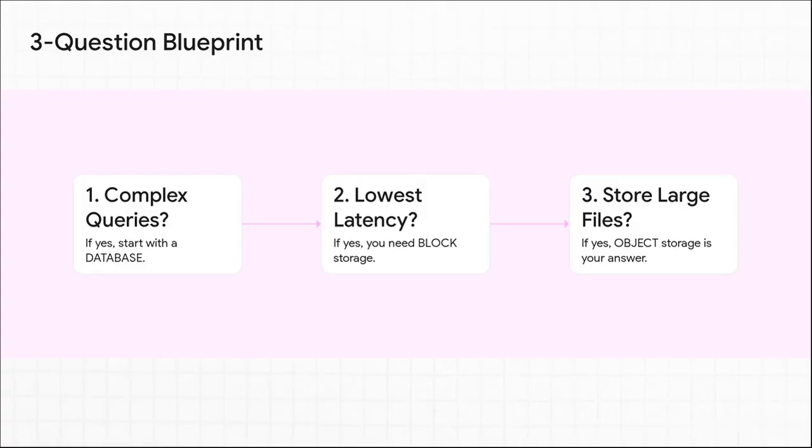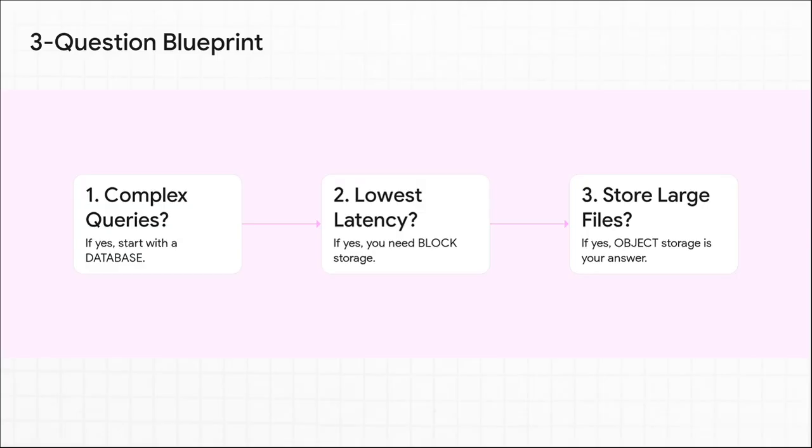You know what? Let's make it even simpler. Here is your dead simple 3-question blueprint. Just ask yourself these 3 things. Question 1. Do I need to search and query my data in really complex ways? You know, like find all my customers in Chicago who bought this specific thing last month. If the answer is yes, just stop. Start with a database. If not, go to question 2.